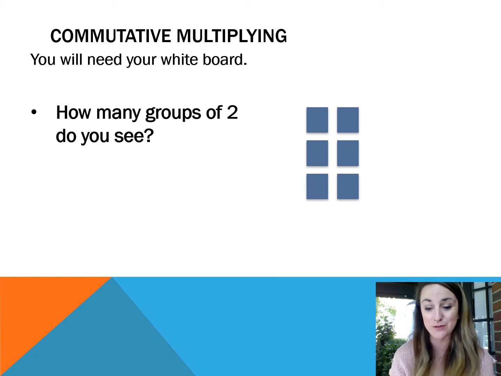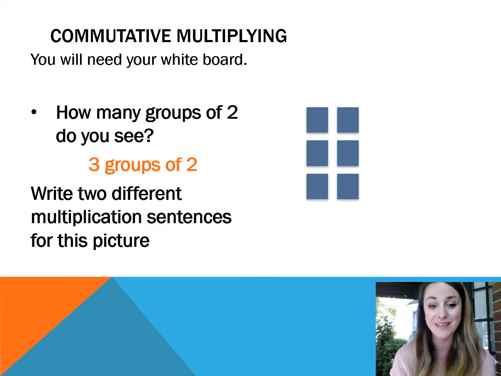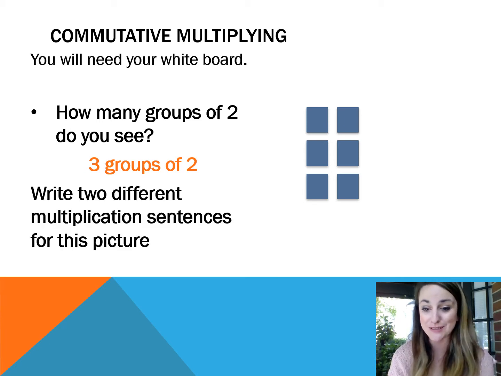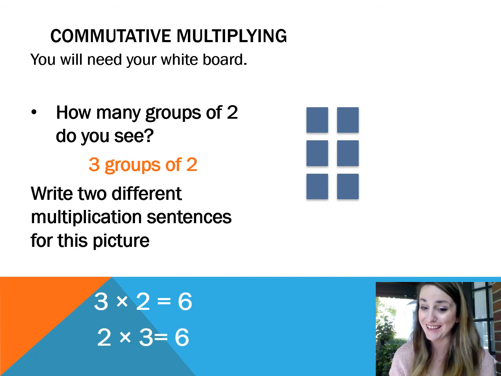How many groups of 2 do you see? We see 3 groups of 2. Let's write 2 different multiplication sentences for this picture. 3 times 2 equals 6, and 2 times 3 equals 6. Notice how the factors switch, but the total remains the same.